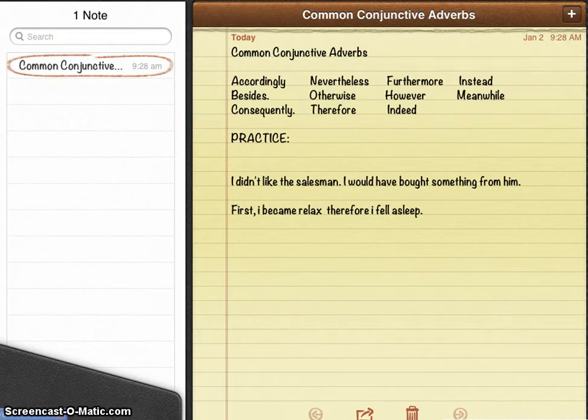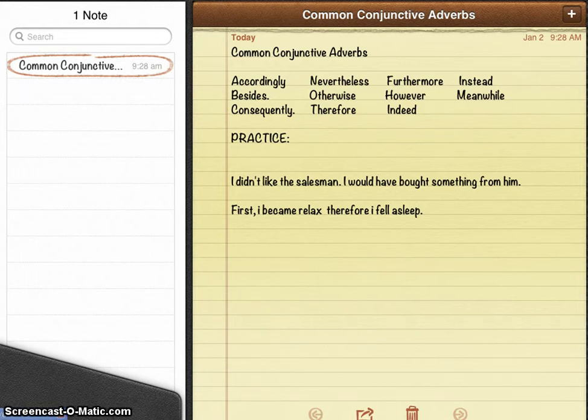Here are some examples of conjunctive adverbs: accordingly, besides, consequently, nevertheless, otherwise, therefore, furthermore, however, indeed, instead, and meanwhile. Here's some more practice. I didn't like the salesman; I would have bought something from him. You could use three words: otherwise, therefore, and consequently, and all three would need a semicolon before and a comma after to fit the sentence flow.